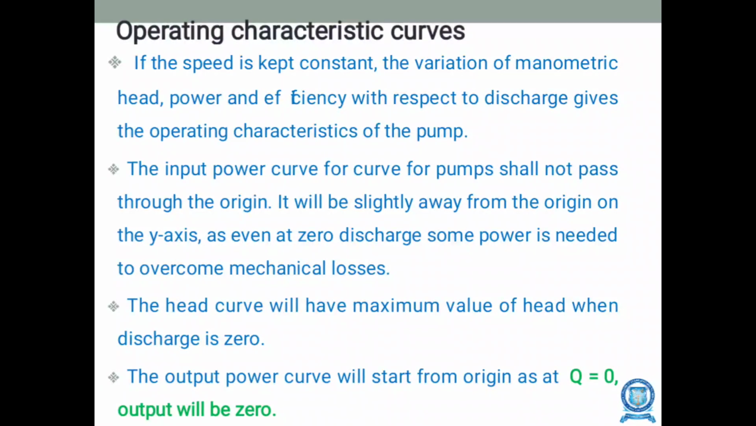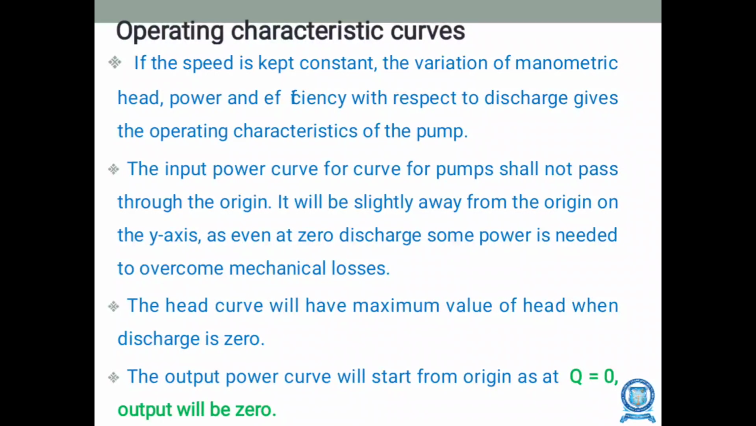Now the operating characteristic curve: if you are maintaining the speed constant, then manometric head, power, and efficiency with respect to discharge give the operating characteristic. Your speed is maintained constant, and the head and power we are varying. The input power curve for pumps shall not pass through the origin. Why? Because first we need to start up the engine, and only then can you get your liquid as discharge. So it will not start from zero.